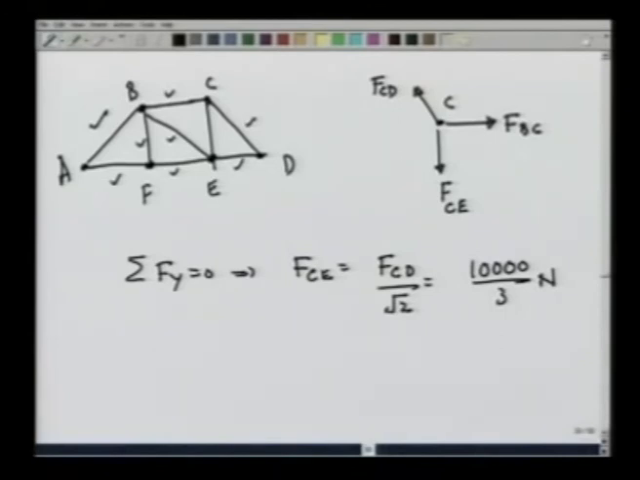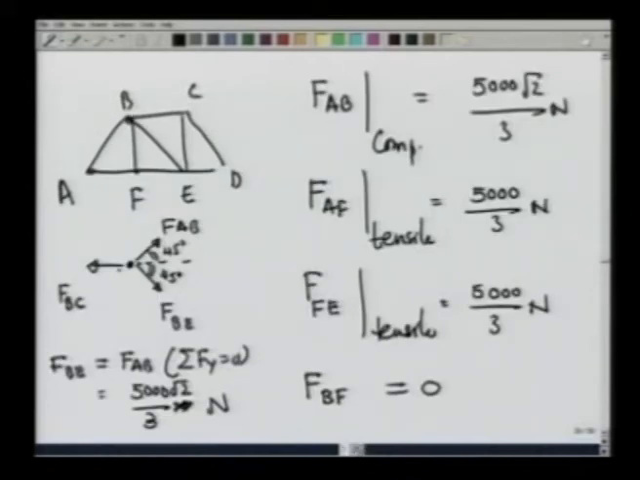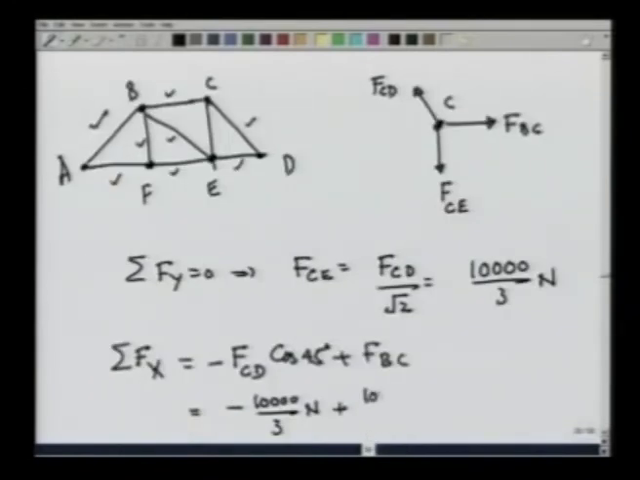At this point we can also make a consistency check, because if I have done my calculations correctly, the x component must vanish automatically, and that it does. We can see, because this is FCD with a negative sign, cosine of 45 degrees, plus FBC. FCD was calculated to be 10,000 over 3 root 2. So, this comes out to be minus 10,000 over 3 newtons, plus FBC, which from the previous slides was calculated to be 10,000 over 3 newtons. So, this comes out to be 0. So, we are consistent in our calculations.